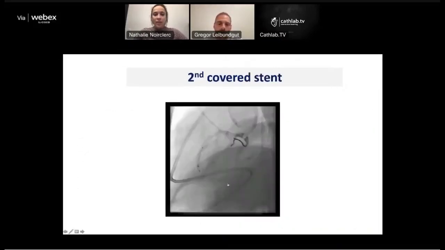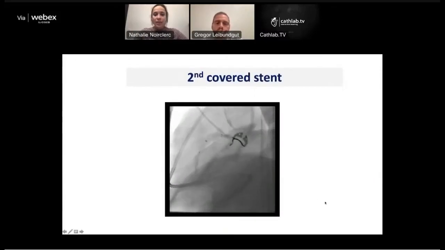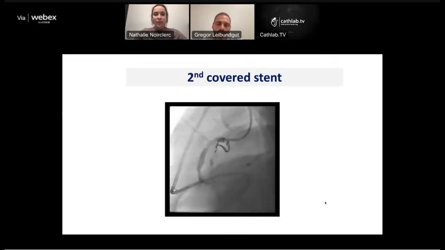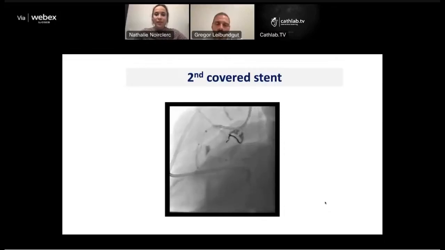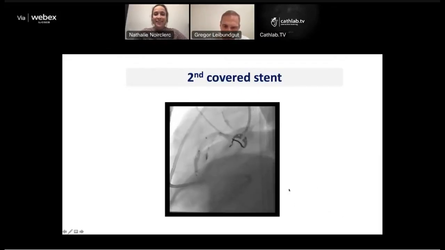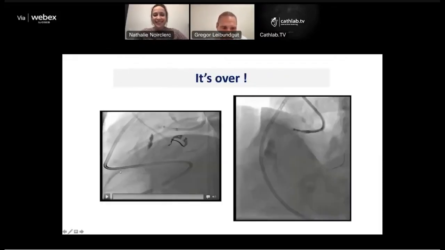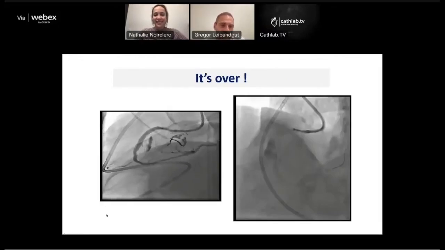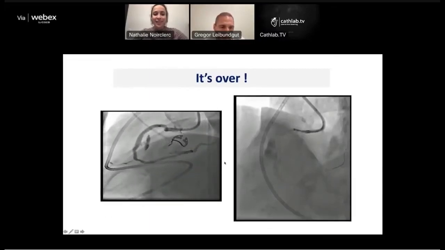So you can go to the next slide. So here is the placement of the second covered stent, still with the guiding extension. And the final result comes next in the next slide. Oh, sorry, it's on me. Here. So the perforation is sealed.